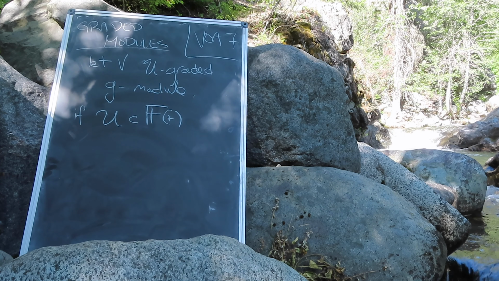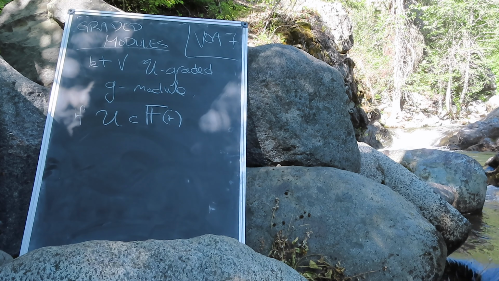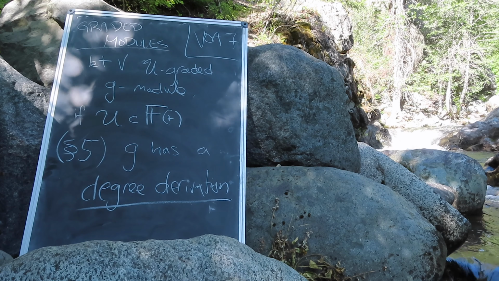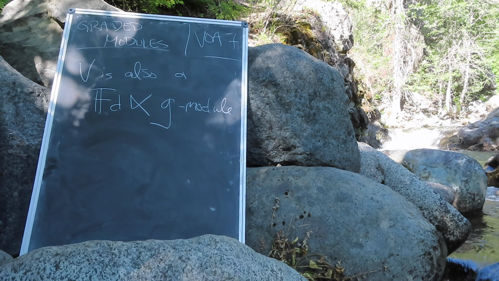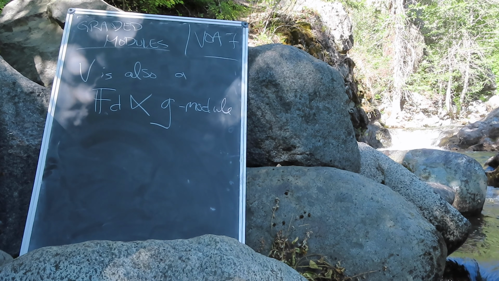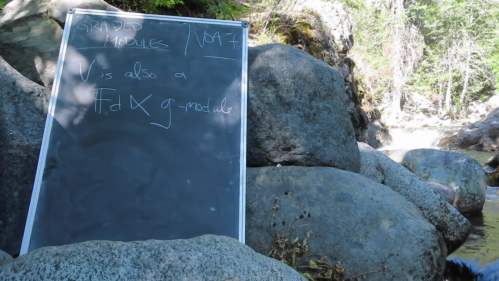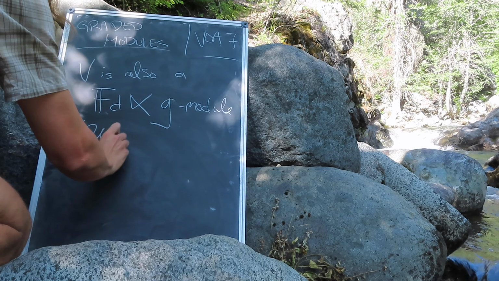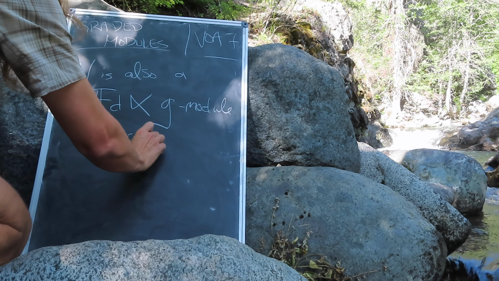If we further restrict U to be a subgroup of field addition, then we learned in section 5 that G has a degree derivation, D. Because of this, V is also a module for the algebra of G with D adjoined to it. And in this particular case, D is an operator that plays double duty as the degree operator on V.